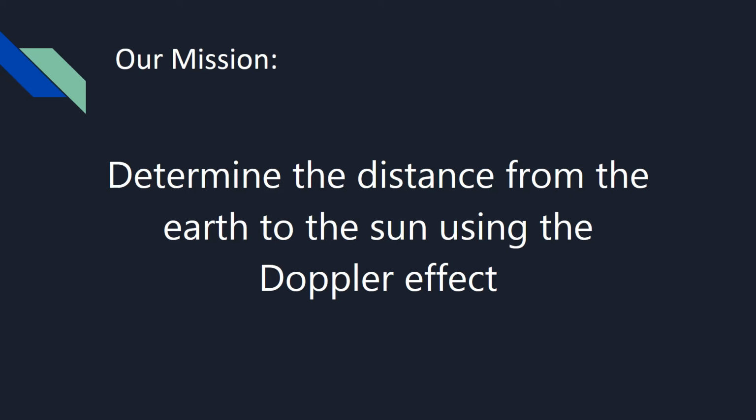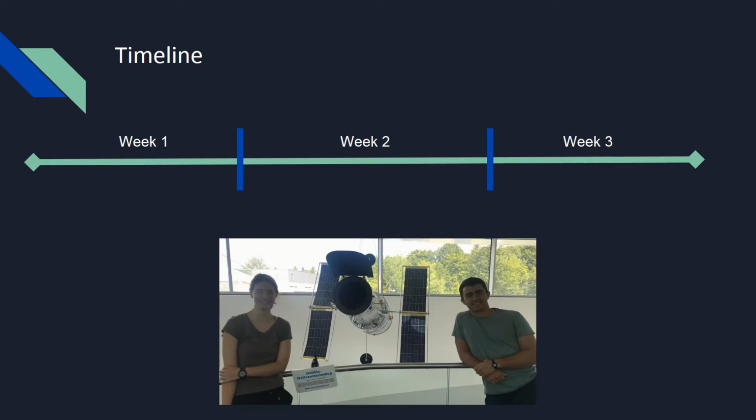Our mission was to determine the distance from the Earth to the Sun using the Doppler effect for light. And so we started with getting familiar with our equipment. We had a telescope and a spectrograph with the camera, as well as a handful of new computer programs that no one had ever used before. So we started by taking images using the spectrograph of sodium and krypton bulbs in order to get some control images that we could later compare the Sun images with.